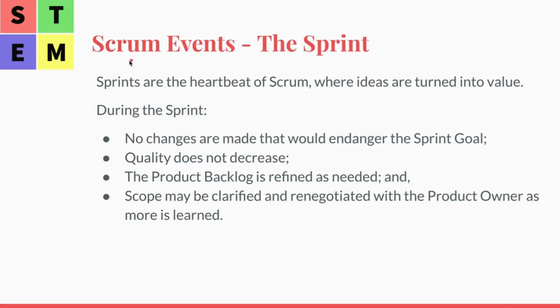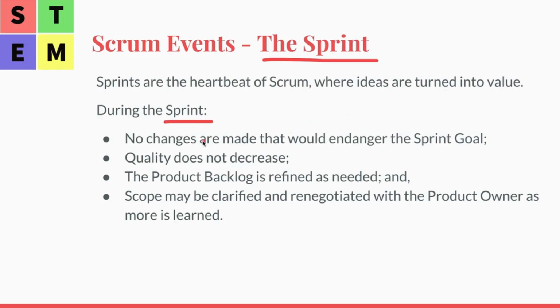So now we are talking about Scrum events. First, the sprint. Sprints are the heartbeat of Scrum, where ideas are turned into value, right? In other words, we can easily say the sprint is a development cycle. It could be 4 weeks or 3 weeks, and the most common sprint I've experienced is 2 weeks.